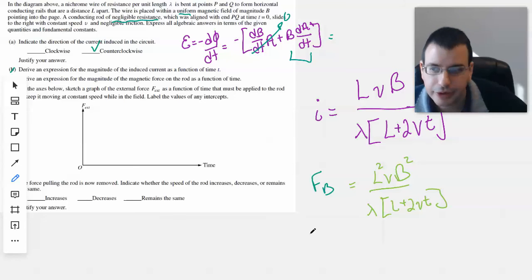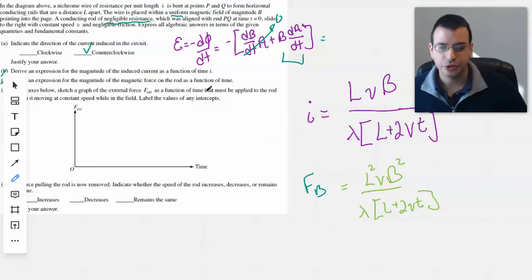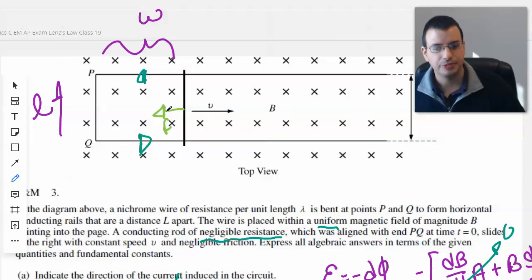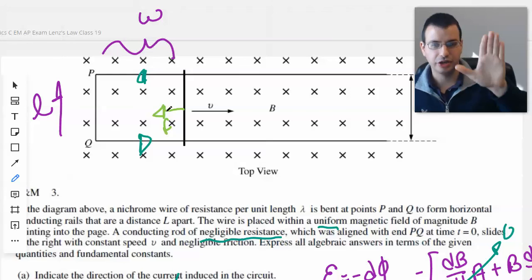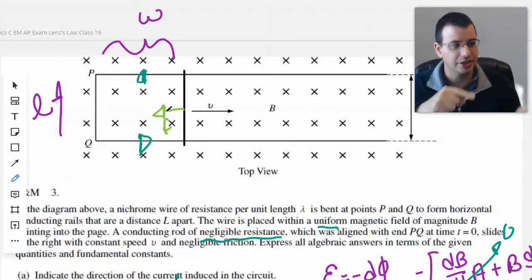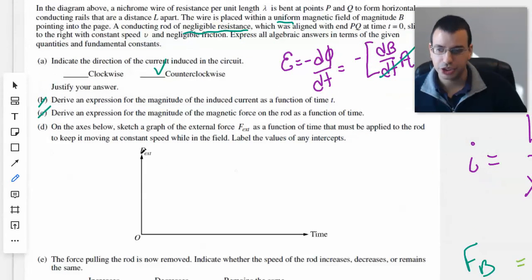So what it's saying is, we already saw up here F equals qv cross B, or F equals IL cross B, will produce a force to the left, because L cross B, or v cross B, where you're looking at the positive charges moving in the positive direction, will create a force to the left. So there's some external force to the right that has to be applied here. This is what it's talking about, F external.